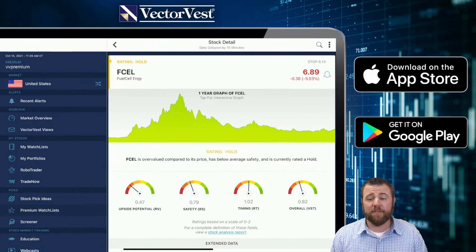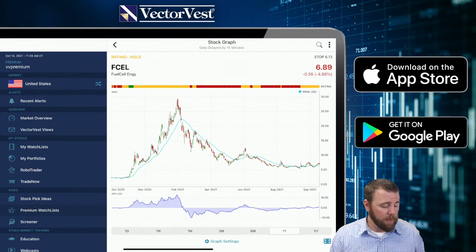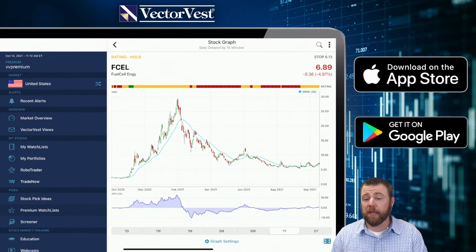Looking at the RT of 1.02, the stock's basically flat, not really strong enough to call it an uptrend, just moving sideways or treading water right now. So overall, the stock's not favorable. But let's go ahead and take a look at it from a speculative play.